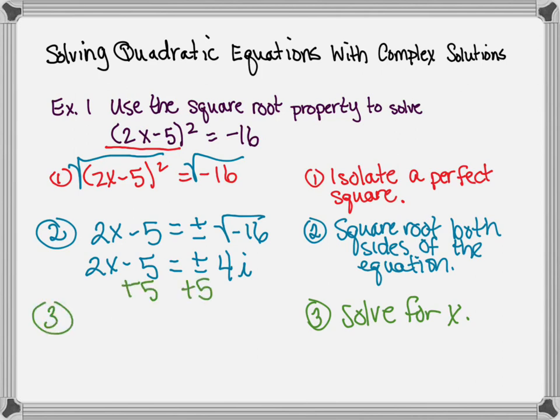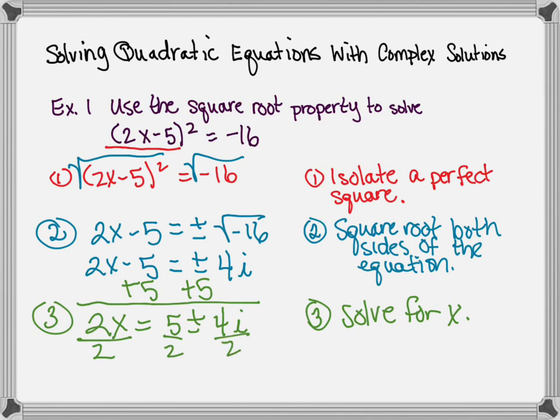Now we will solve for x, which is the variable that we're using in this case. So I will add 5 to both sides of my equation and end up with 2x equals 5 plus or minus 4i. And then I will divide all my terms by 2, and I end up with x equals 5 halves plus or minus 2i. Remember, this is two solutions, 5 halves plus 2i and 5 halves minus 2i.